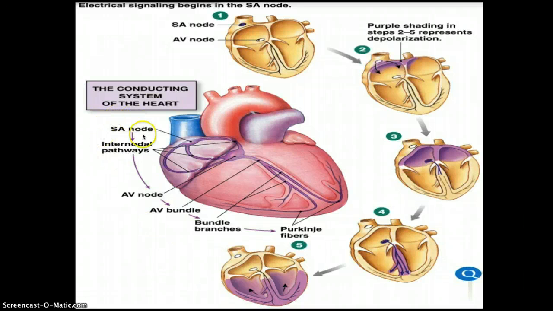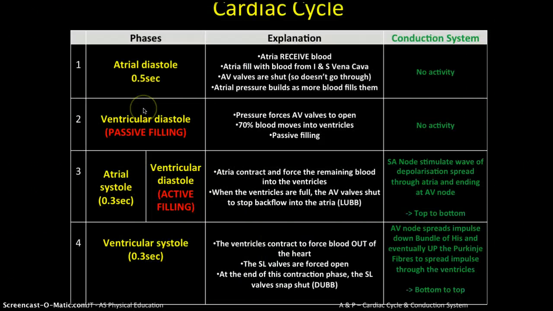So you need to get yourself very familiar with all this language and the process. Atrial systole, ventricular systole, top to bottom, bottom to top. Now here's a table to try to pull this all together, because you need to understand how our conduction system fits in with the cardiac cycle.